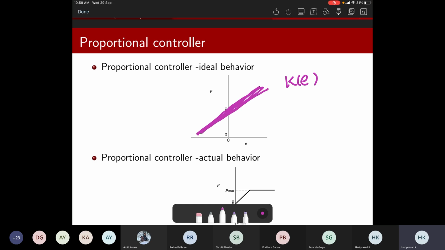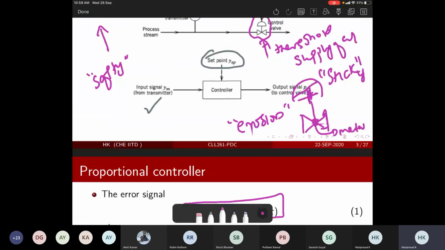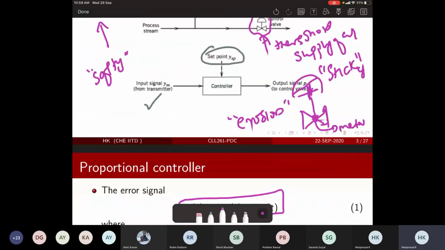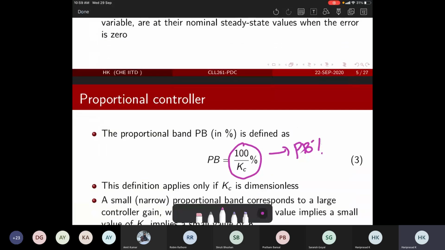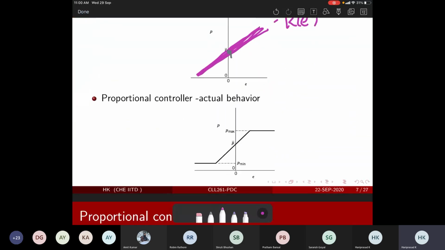This is the error versus P value, while this point would be your P bar. So what is the problem now? There is no limit, right? If the error is very large, the output would keep on increasing, and your control valve would eventually start to hit the boundary. Sometimes it would also start pressurizing the diaphragm unwantedly. If the error is very, very high, it would keep on hitting at the boundary, and this would again result in tearing the diaphragm.